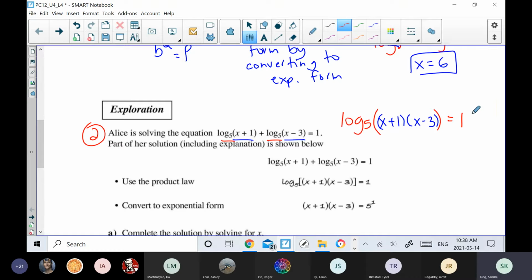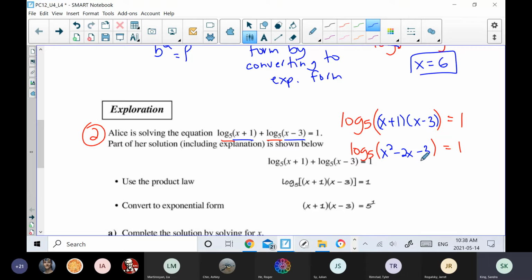Okay. From here, we can simplify this argument. So we would get log base 5 of, and you're going to FOIL this, or use the distributive property. So x times x is x squared, minus 3x. I'm just going to do these two steps together. Negative 3x plus 1x would be minus 2x. And then 1 times negative 3 is minus 3.